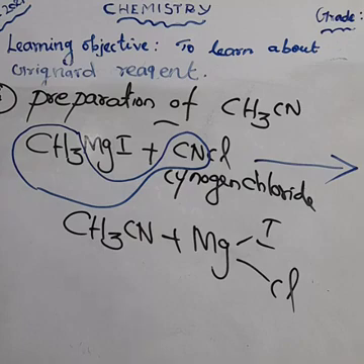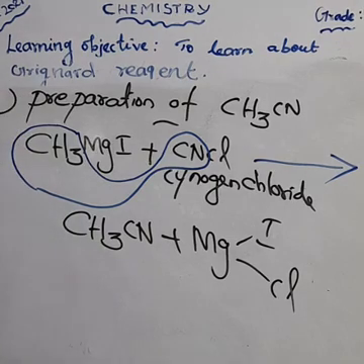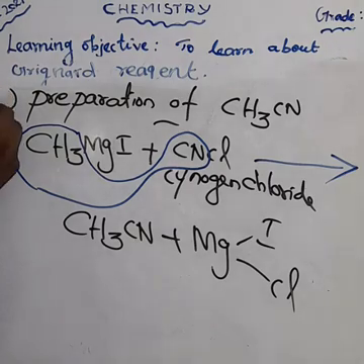Methyl cyanide. What is the first one? Don't forget that: preparation of primary alcohol, secondary alcohol, tertiary alcohol, carboxylic acid. The fifth one is the preparation of methyl cyanide.